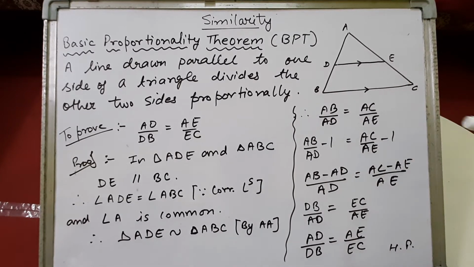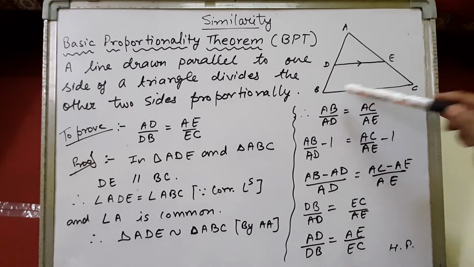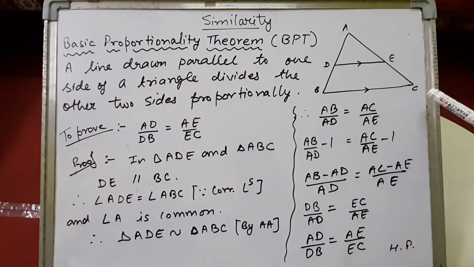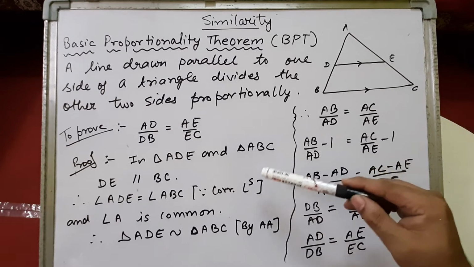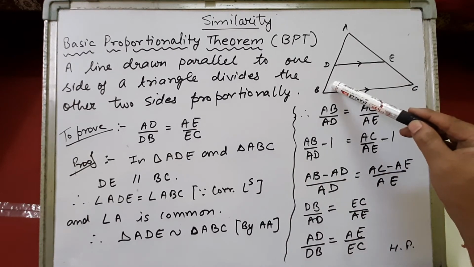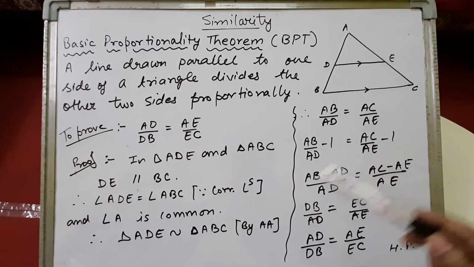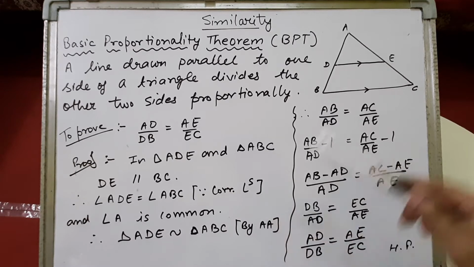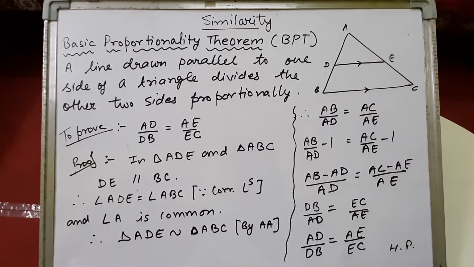Alright, now pay attention. In triangles ADE and ABC, DE and BC are parallel. It is given in the theorem. So when these two sides are parallel, this angle and this angle are which type of angles? Corresponding angles, right? So we can say that angle ADE and angle ABC are equal, because they are corresponding angles. And we know that angle A is common in both the triangles, right?